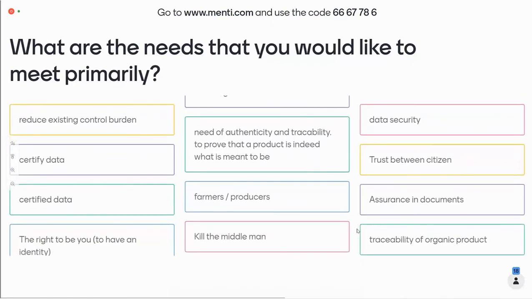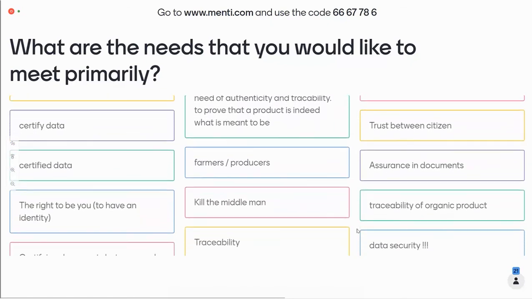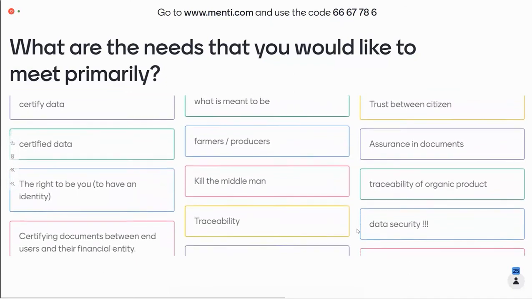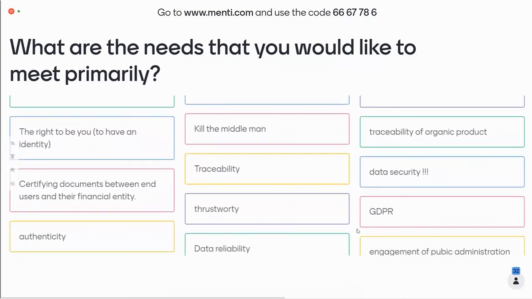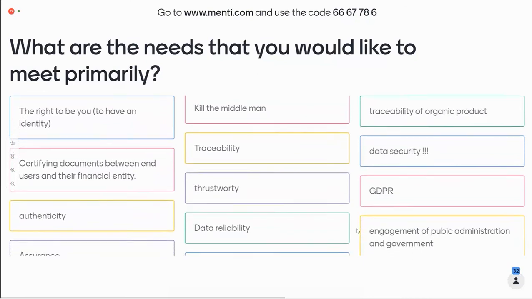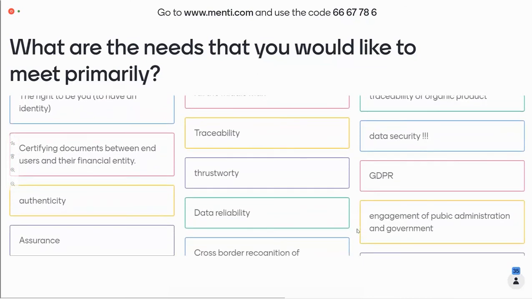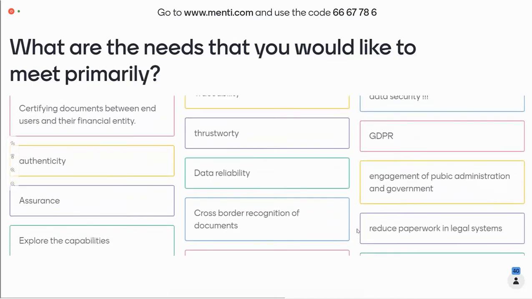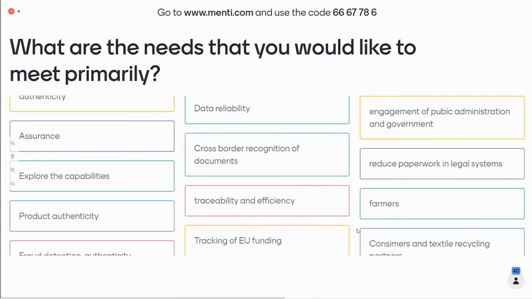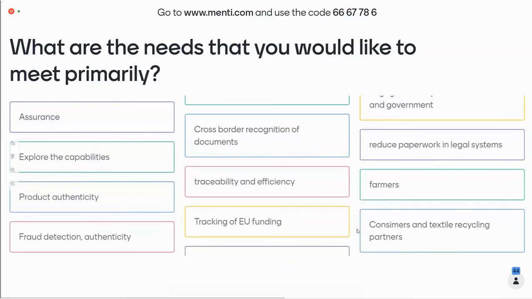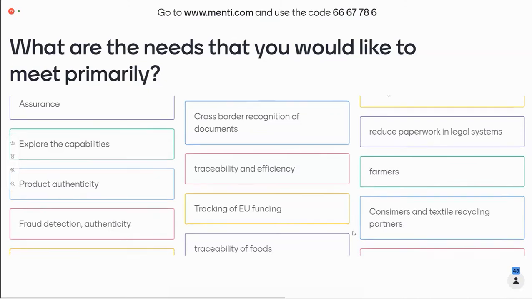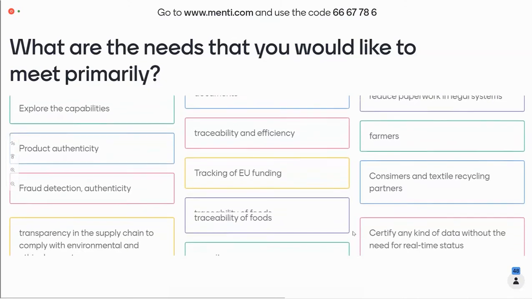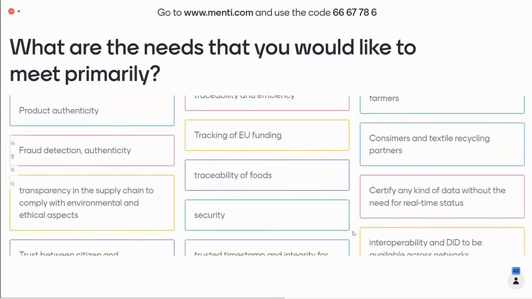Good. Here we see a mix of needs targeting the end user, but we also see needs of the organization, meaning objectives coming back. Of course, authenticity, traceability, trustworthiness, data security. These are obviously objectives. I like the one which aims to reduce the paperwork. That's exactly, I think, the visible impact of the service that we want to provide to you. What is important also, food, yeah, very nice.